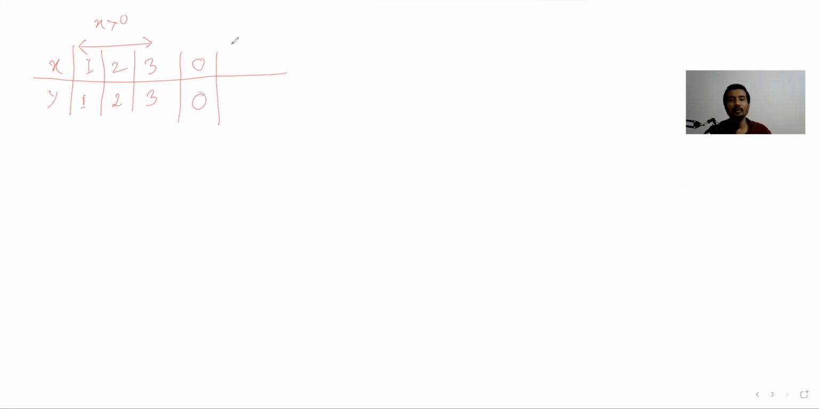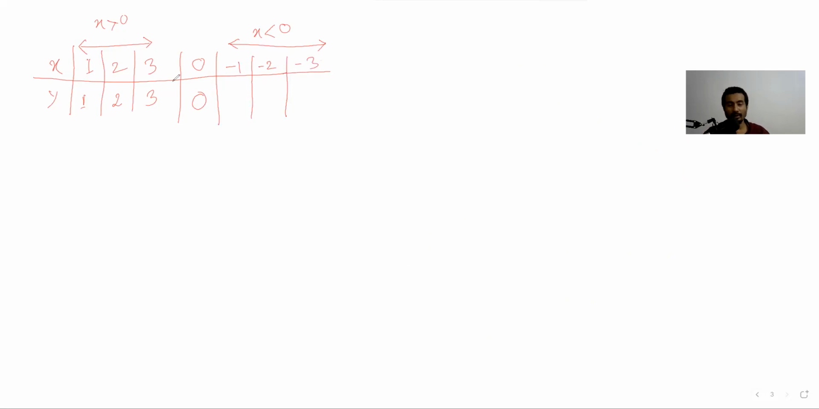Then we have one more condition. You can notice in the definition that we have one more condition, which is what? x is less than 0. Okay? So here x is less than 0. So we need to take some values of x which are negative. So we start with minus 1, then minus 2 and minus 3. Okay? We are taking 3 points for our convenience.